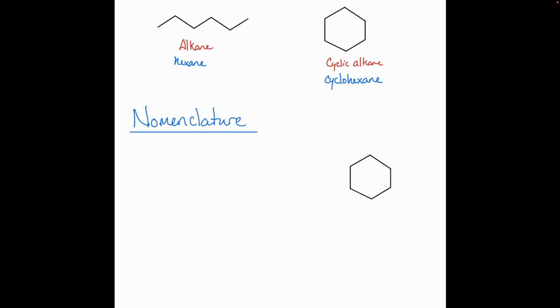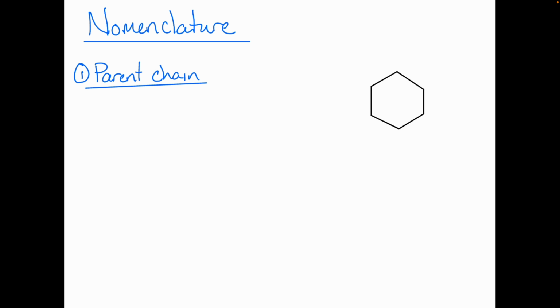All right, so how do I get my name here? I've got the same 4 steps that I always have. What's our first step in nomenclature? Yeah, parent chain. So step 1, same as always, parent chain. Let's update our rules for the parent chain. Longest continuous set of carbons, that's what we were using before. For cyclic alkanes in particular, the ring is always the parent chain.